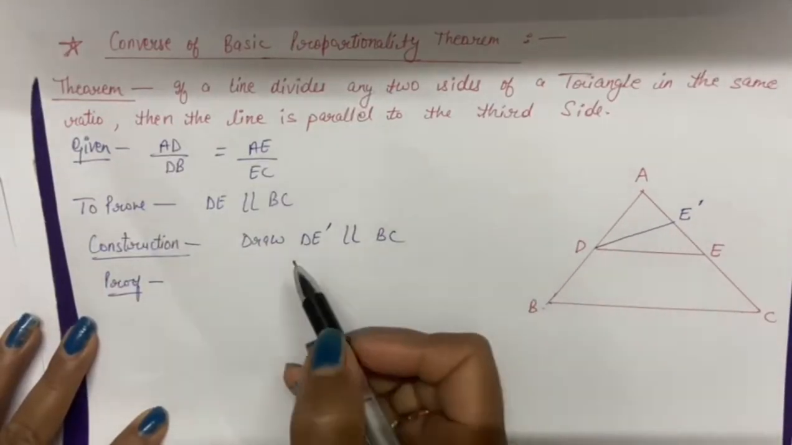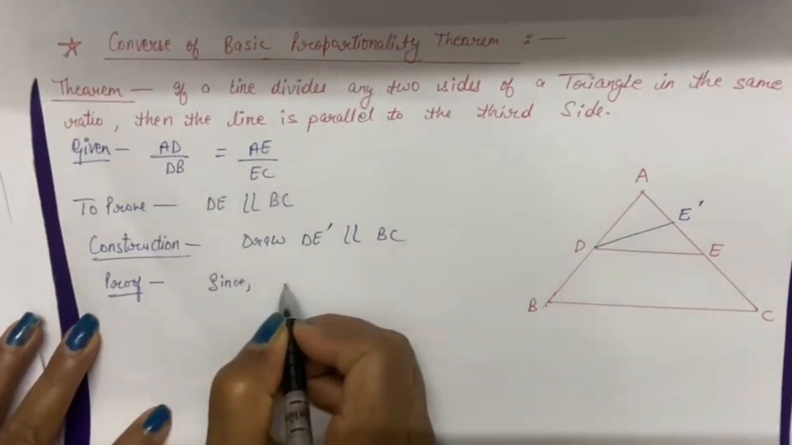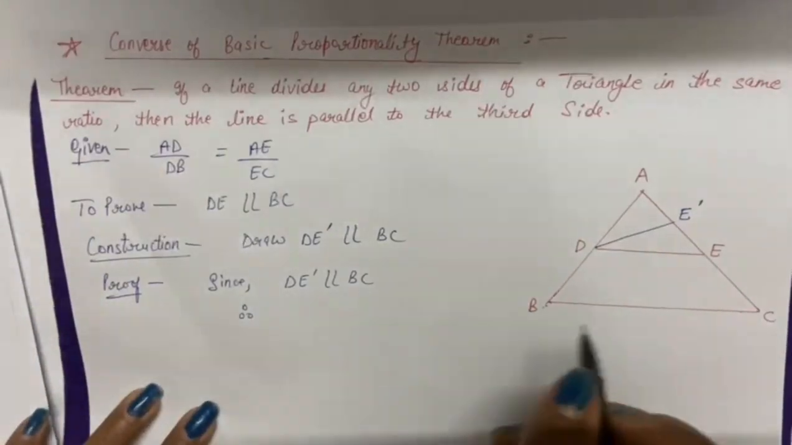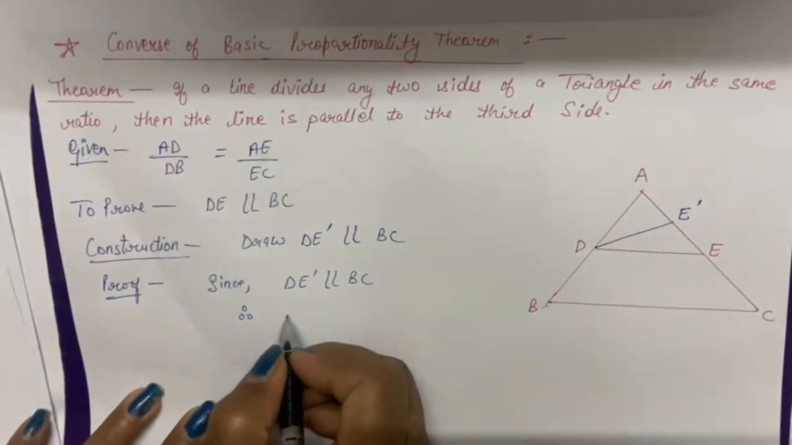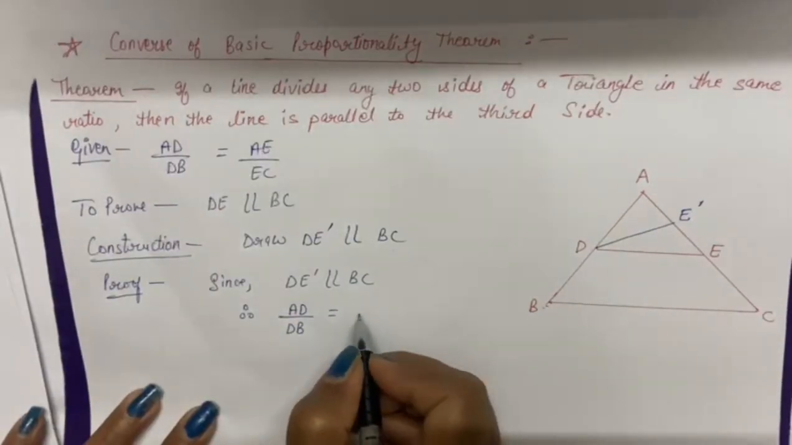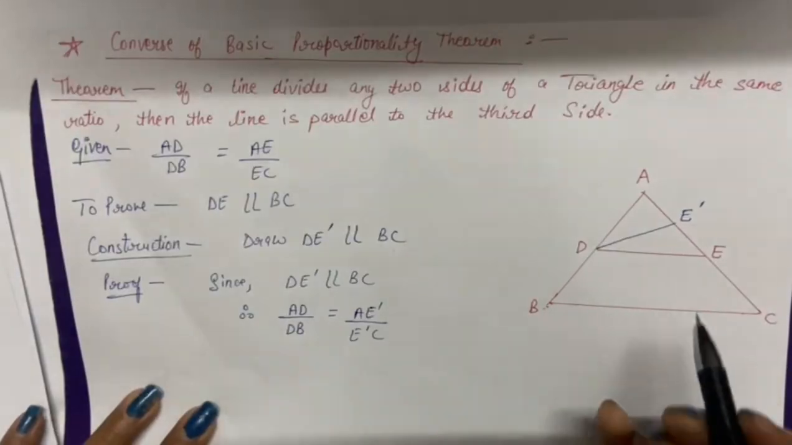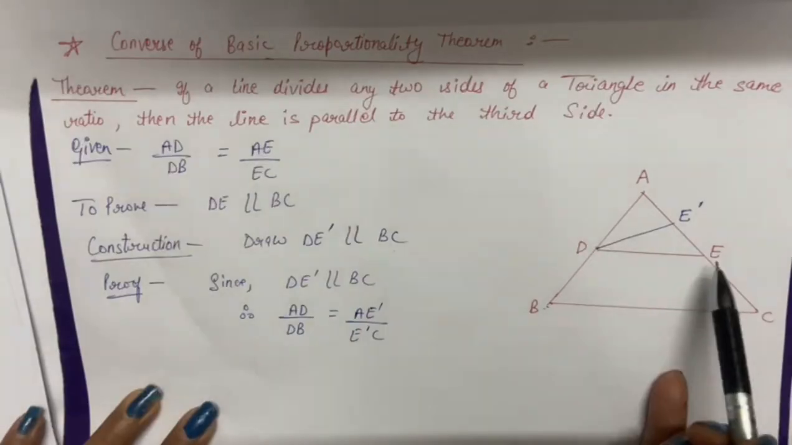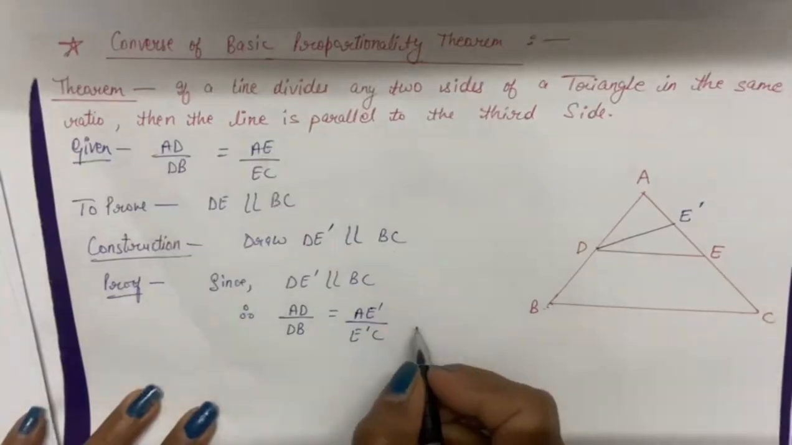Since by the construction we have drawn DE dash parallel to BC, therefore, whenever two lines are parallel in a triangle, can we say that the ratios are also equal by BPT? Just before we have proved. So therefore AD by DB is equal to AE dash by E dash C. See here students, we take this point E dash because we are taking the line segment DE dash, not DE, right? So we take these two sides, AE dash upon E dash C. This is equation number 1.